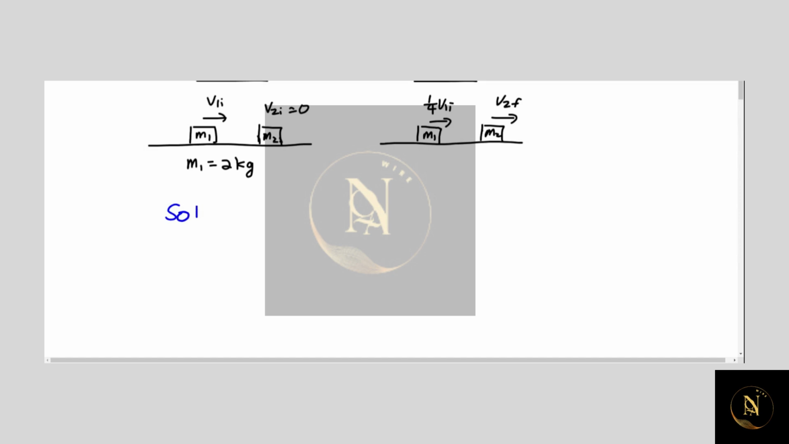To solve this problem, the situation is an elastic collision between a moving object and a stationary object. So we can actually use the formula V1F is equal to (M1 minus M2) divided by (M1 plus M2), times V1I, because this is an elastic collision.